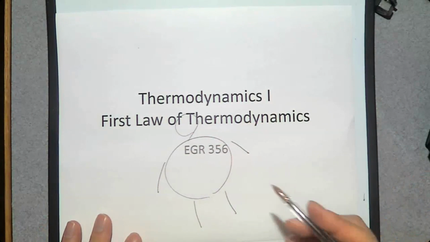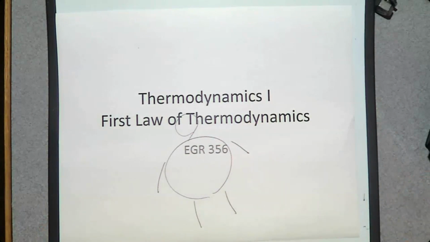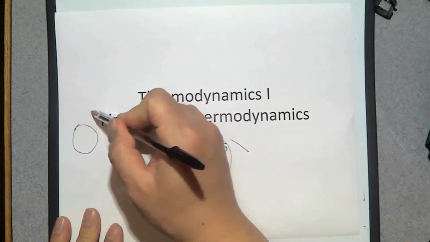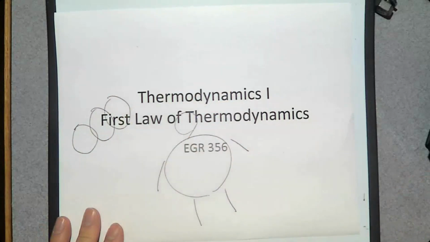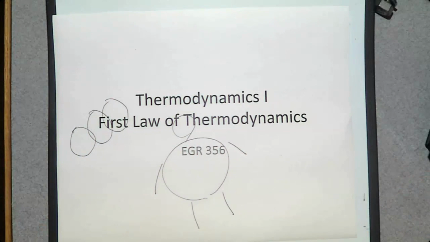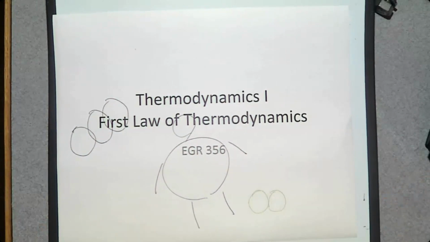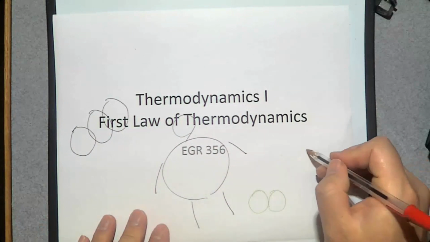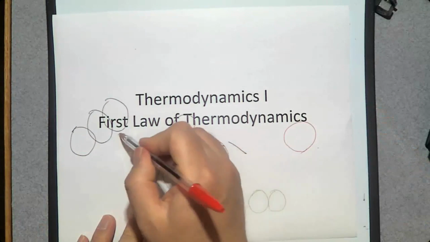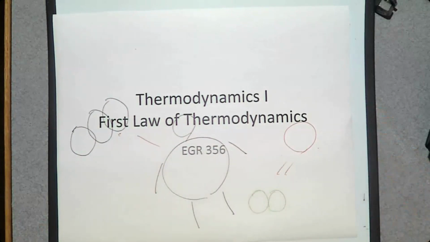So this is me. In the morning, I was very hungry, so I ate 3 hamburgers. And in the afternoon, I was too full, so I pooped out 2 hamburgers. Then how many hamburgers in my belly? 1. That is the conservation of energy principle. 3 minus 2 is 1. So that's what we are going to study in chapter number 2.